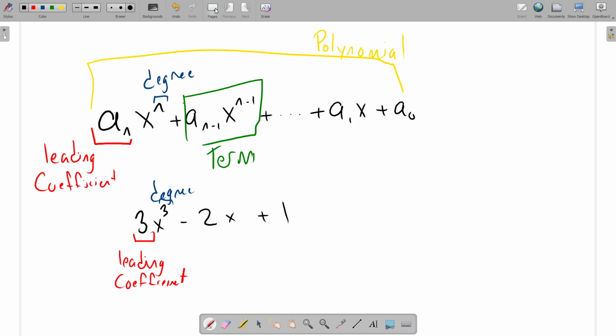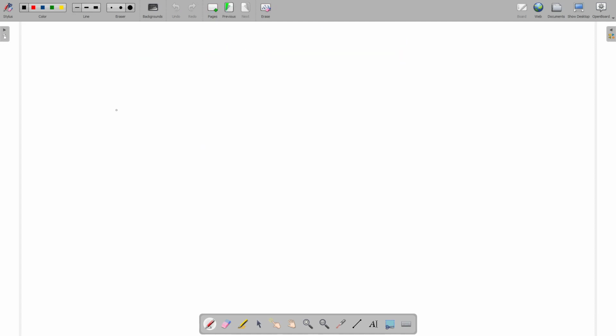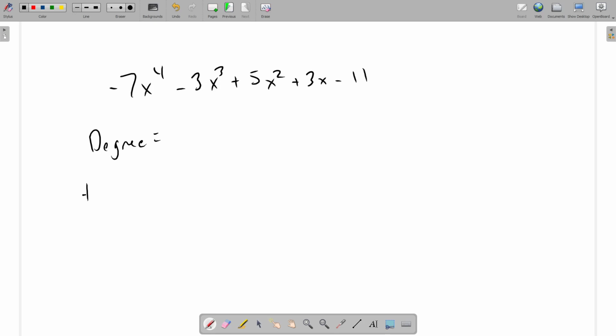All right, now that's great, but how do we classify polynomials? What do we call them? Well, let's come up with another polynomial. Let's just make one up. We'll say negative 7x to the fourth minus 3x cubed plus 5x squared plus 3x minus 11. So given this polynomial, I have two questions for you. What is the degree? And how many terms are there?